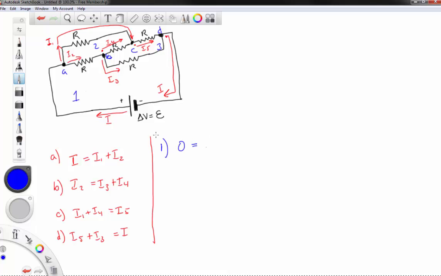So we have 0 is equal to the EMF plus the current that we have, I, and in fact I'm actually going to do minus I, so I'm going to choose this direction to be the negative direction, if you will. So we have minus I times R, and then we also have a current through this R, so we have another minus I3 times R. This one right here should actually be I2, because that's how much current we have through this particular resistor.